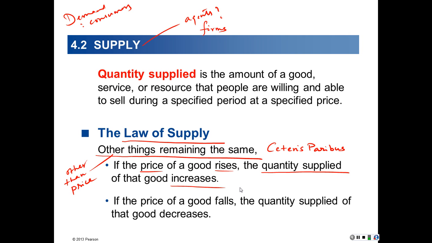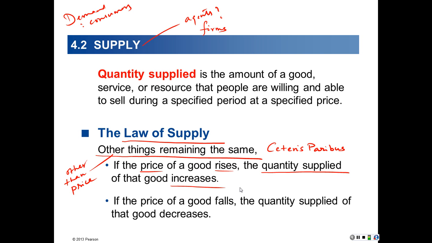Yes, there'll be more profit to be made with a higher price. There'll be more money to be made. Correct? So it's the profit motive of businesses that causes them to increase their quantity supplied with a rise in the good's price. Now, there's something to be remembered here.